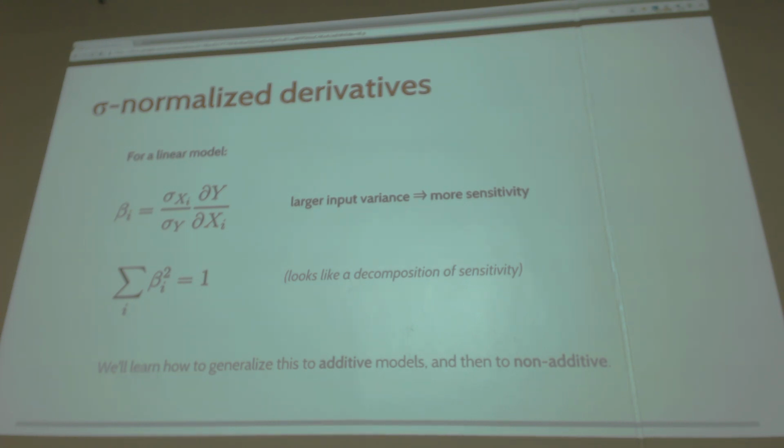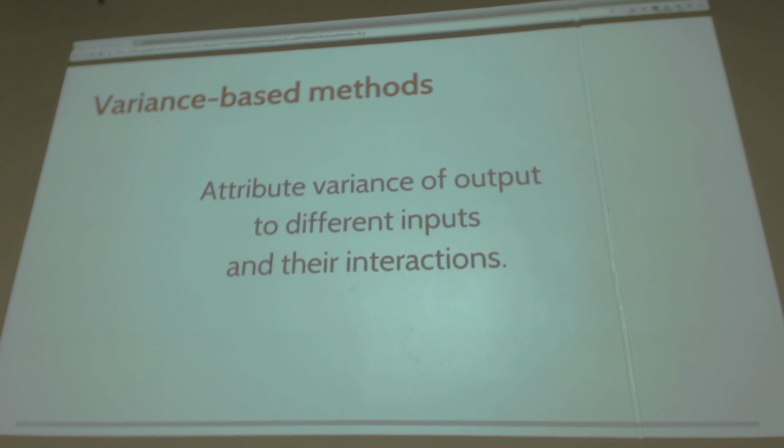This only applies to linear models, but we're going to learn how this applies to additive models, which are not necessarily linear, so which can be a sum of nonlinear functions. And then we'll generalize this to models that are not even additive. And that's the really interesting part. So variance-based methods are methods that attribute variance of output to different sources of it, specifically to variance caused by different inputs and different combinations of inputs.